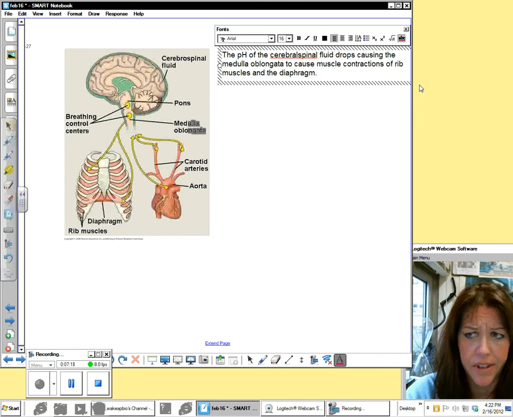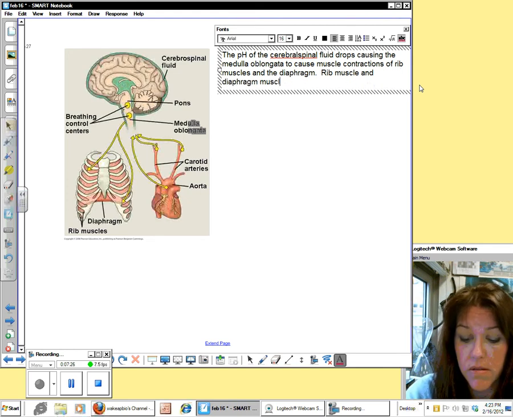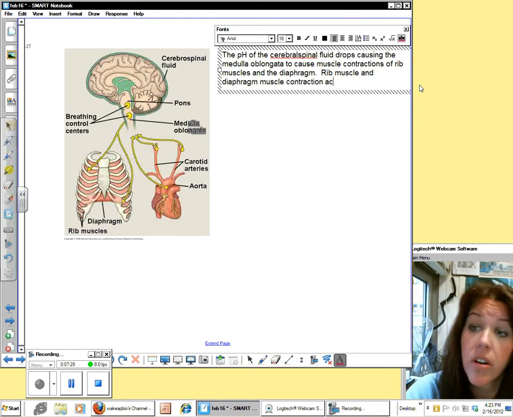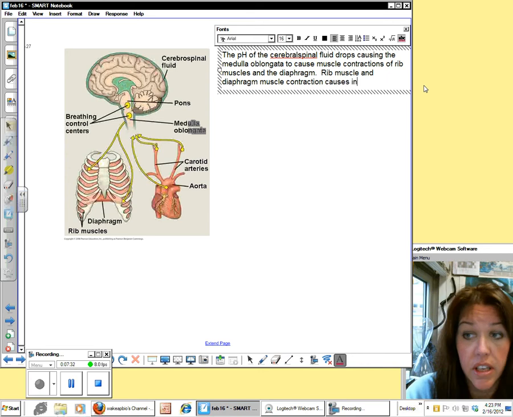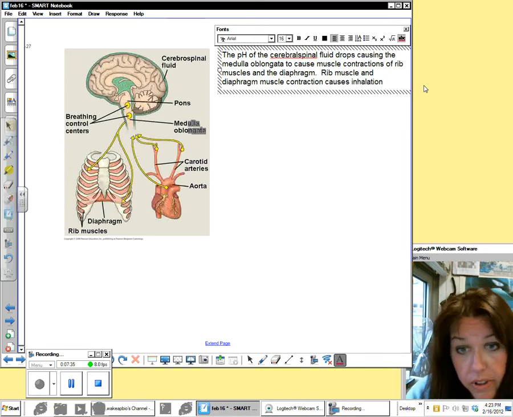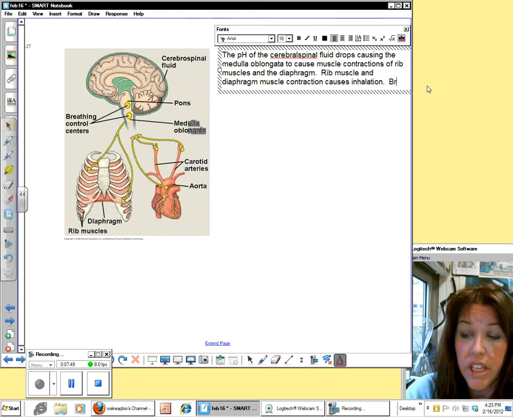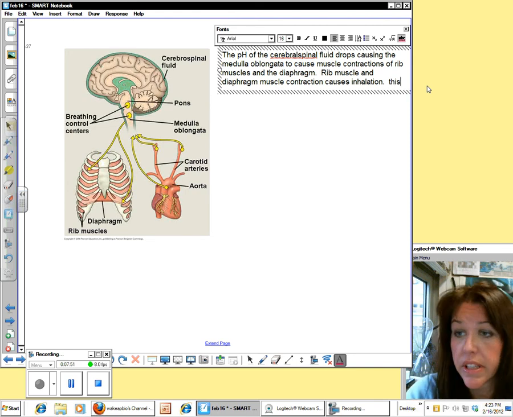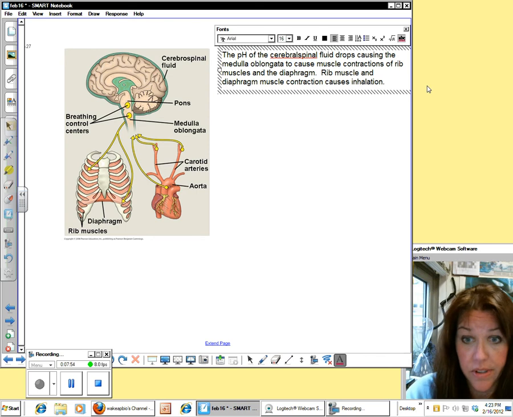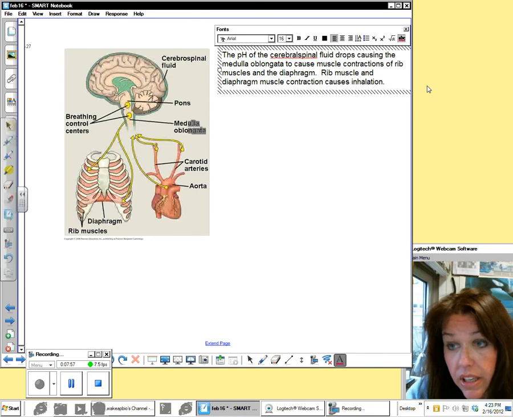What do the rib muscles and diaphragm do? Rib muscle and diaphragm muscle contraction causes inhalation, hopefully of an oxygen-rich gas. And so what's that inhalation going to do? Breathing should return to the set point. I don't know, it's just the tree. You add the rest.